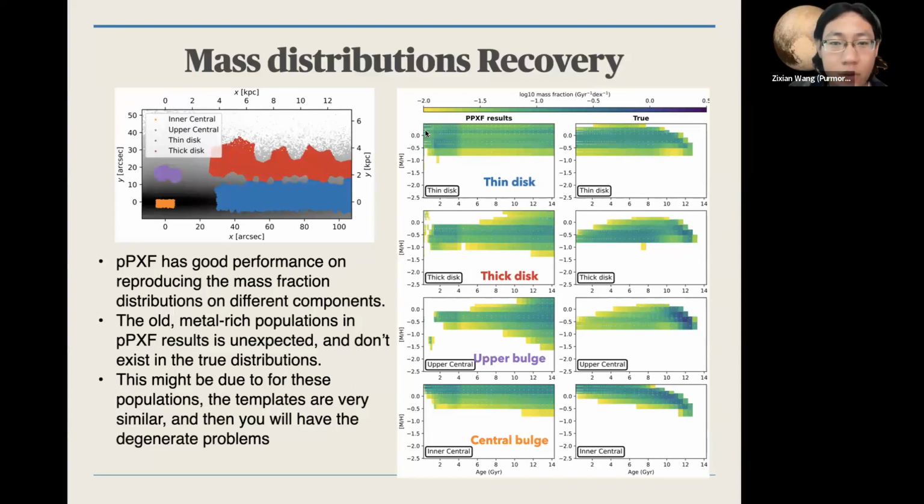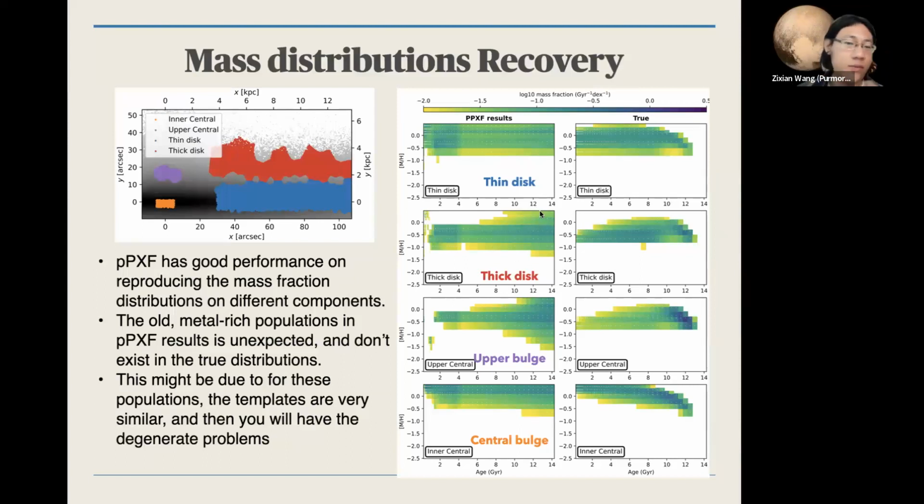And then I plot 2D mass fraction distributions for different components. The first column is PPXF results, and the second column is the true answer. What you can see is that, at least the trend is a little bit similar when you compare PPXF to the true answer for different components, maybe. But we always have an overestimation in the very metal-rich and the old population.